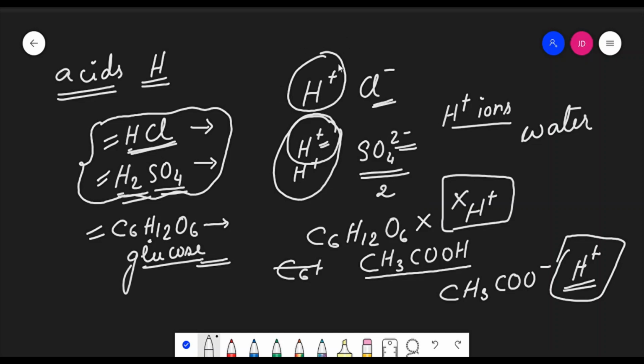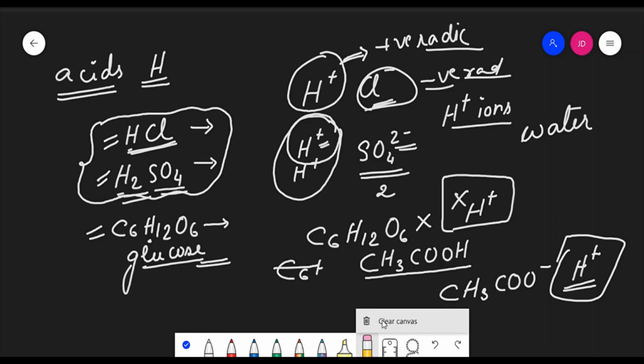So this one I can call a positive ion or positive radical, and this I can call a negative radical. So I hope you will remember it.